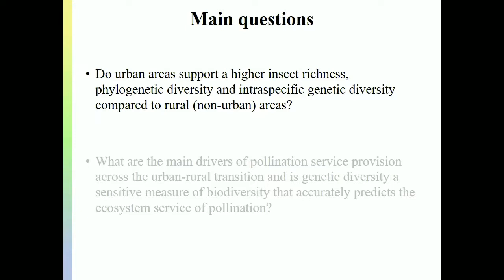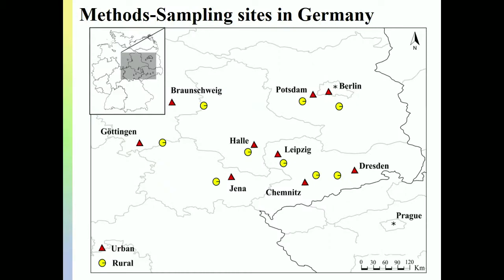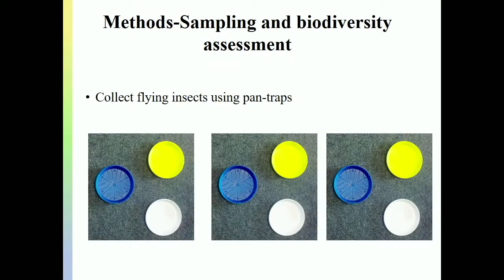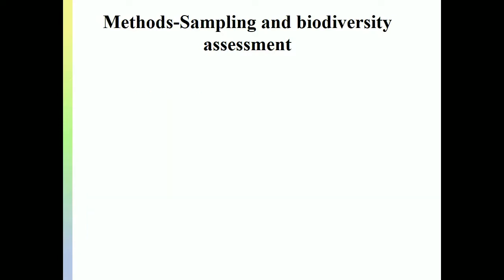So here in our study, we investigated insect pollinator diversity, species richness, phylogenetic diversity, and intraspecific genetic diversity in rural versus urban areas. To do that, we picked several urban areas in Central Eastern Germany. We had sites in 9 main cities in Central Eastern Germany and 9 rural areas nearby, in a paired design.